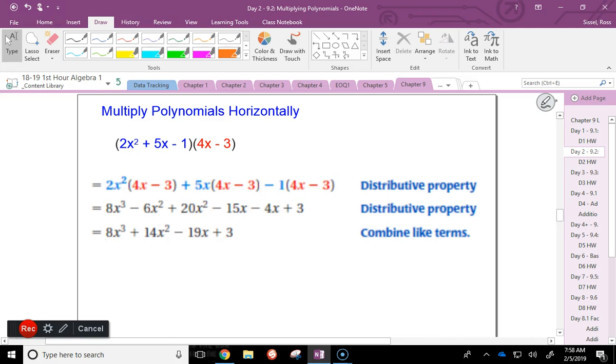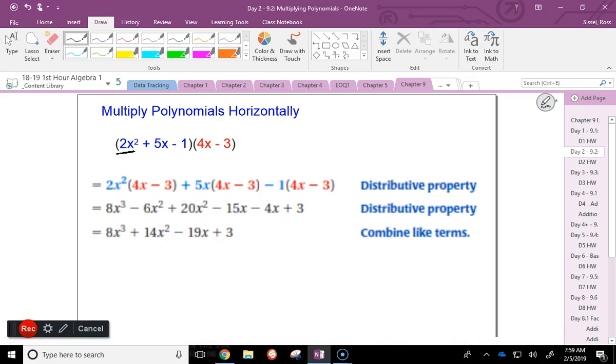Okay, we're going to show how they did it here, but full disclosure, I would have done this easier by switching the terms around. And I would have said 4x minus 3 times 2x squared plus 5x minus 1. That way I'm only multiplying by 2 different terms. But the way they do this is we are going to horizontally, I'm going to start with black, take my first term, which is 2x squared, and I'm distributing it.